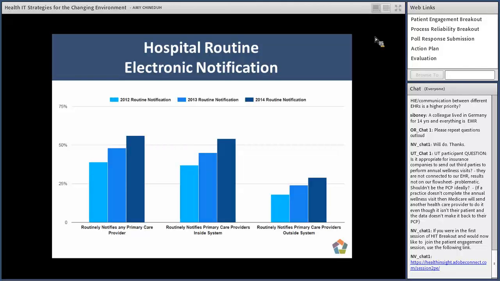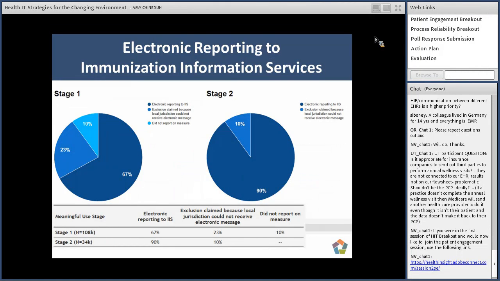These pie charts represent the percentage of total providers reporting on meaningful use stage 1 on the left and meaningful use stage 2 on the right, with a significant increase in percentage of providers attesting to meaningful use that are reporting electronically to their applicable immunization information system in their state. It is recognized that the total number of attesting providers has dropped for stage 2 of meaningful use, but those that are continuing are hopefully seeing the value of reporting electronically to their immunization registry.